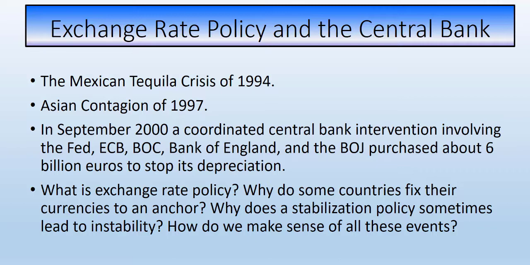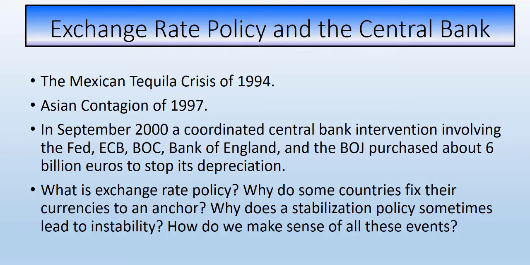A 30-1 bet basically means you're controlling $30 worth of assets on the left-hand side of the balance sheet with $1 in equity on the right-hand side, which means you've got $29 in debt, if you look at it from that perspective. That said, Long-Term Capital Management had bets that ultimately depended on the value of Russian debt and the value of the Russian currency.